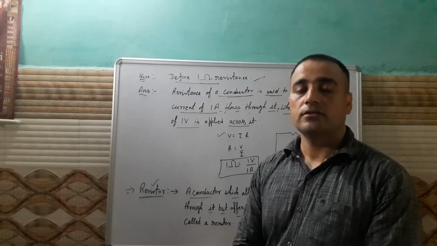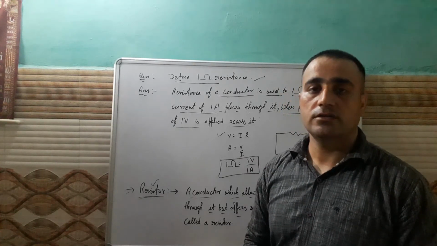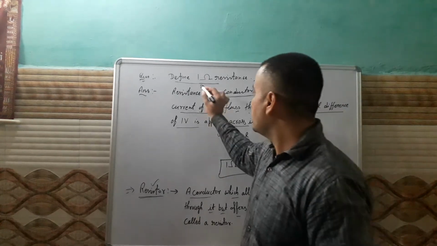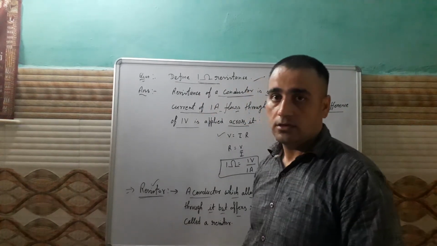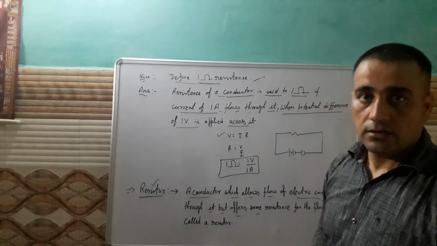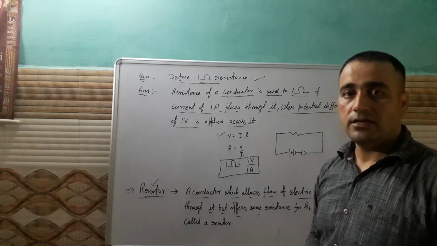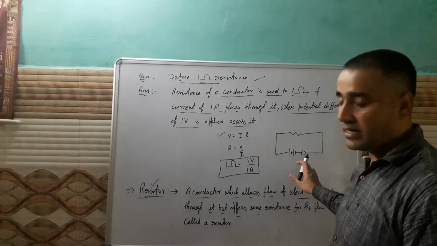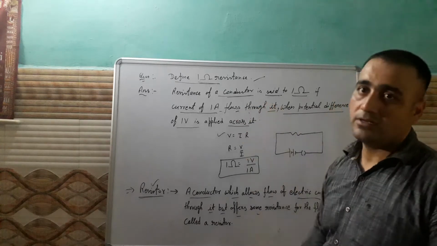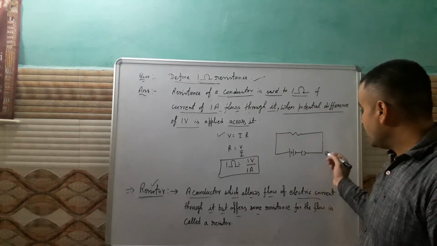Yes, dear student, after the definition of the resistance, we will discuss how we can define 1 ohm resistance. So, first of all, we will discuss a circuit diagram. Then, after that, we will define the 1 ohm resistance. Dear students, look at the circuit diagram.